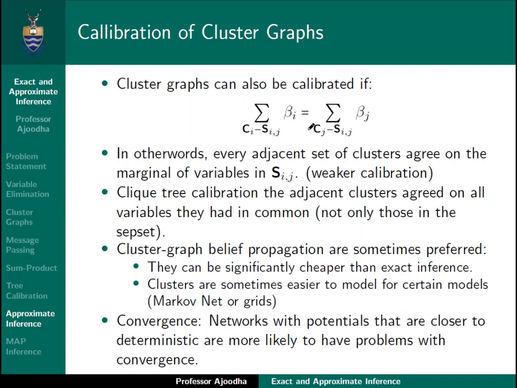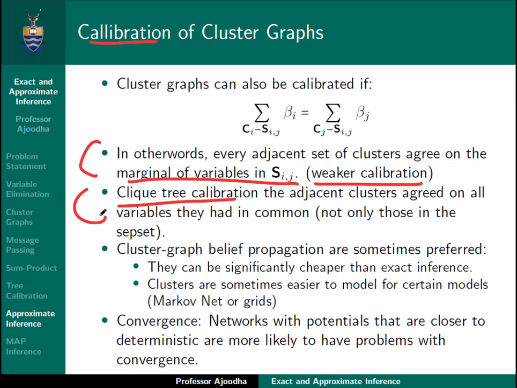So it's the same kind of thing, but this time we have a different kind of calibration. It is a weaker calibration because now every adjacent pair of clusters agrees only on the marginal of their shared subset of variables. That is weaker because in tree calibration from the previous slide, the adjacent clusters agreed on all the variables they had in common, not just the subset.